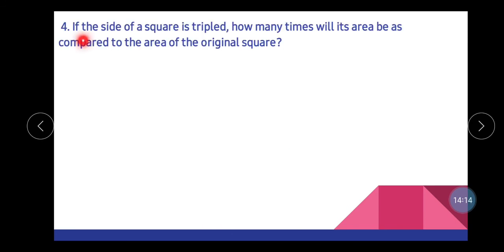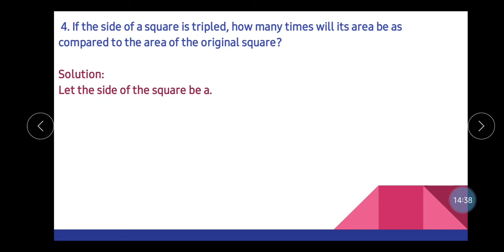Last question of this exercise. If the side of a square is tripled, how many times will its area be as compared to the area of its original square? This type of sum we have done in the first exercise of this lesson. Let's start. But there it was perimeter, here it's area. Let's see.